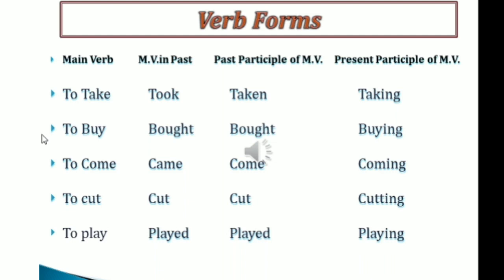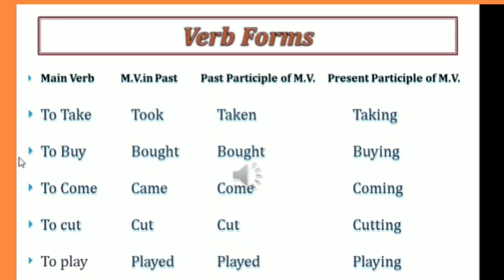We have many such examples: to save, saved, saved, saving; to look, looked, looked, looking. Now in play, we have just added the ed suffix. But if I take an example like to save, S-A-V-E, the E is already there at the end, so we will just add D. So this is the difference between regular verb and irregular verb. Let's move to the next part, that is auxiliary verb.